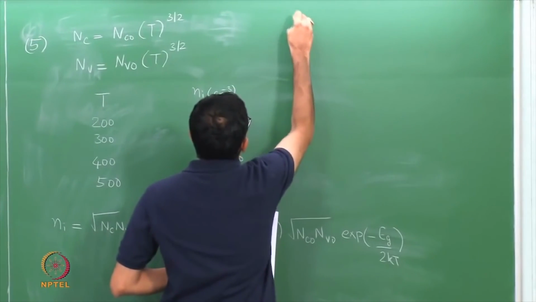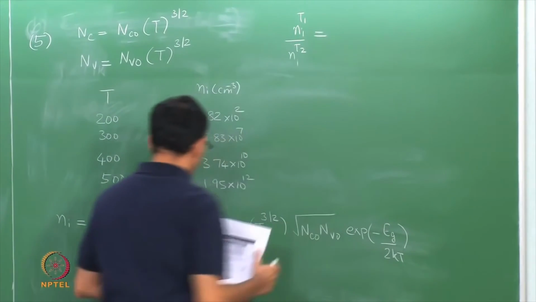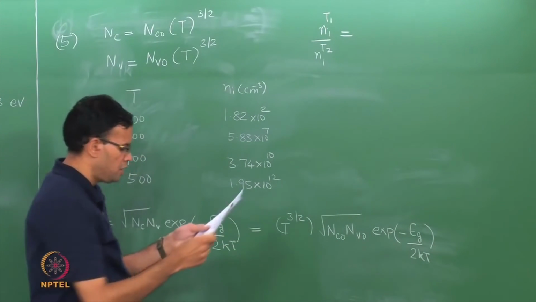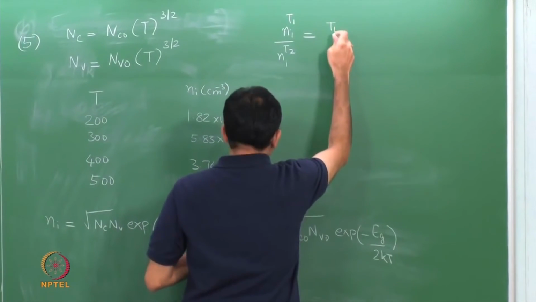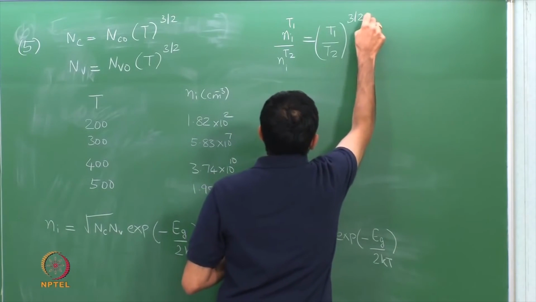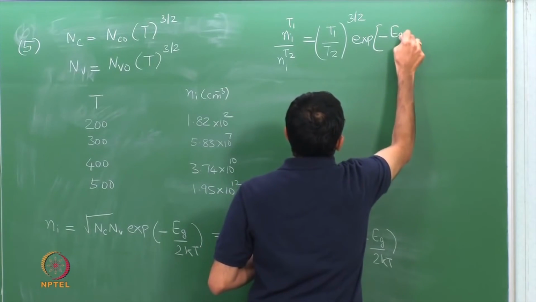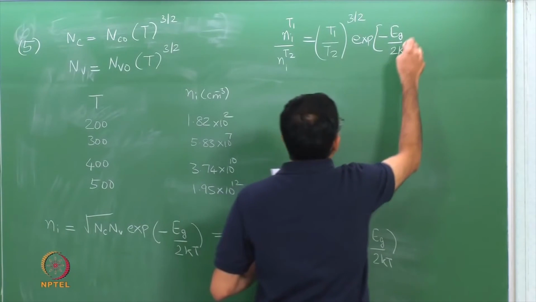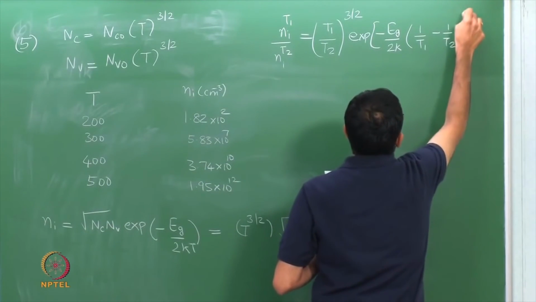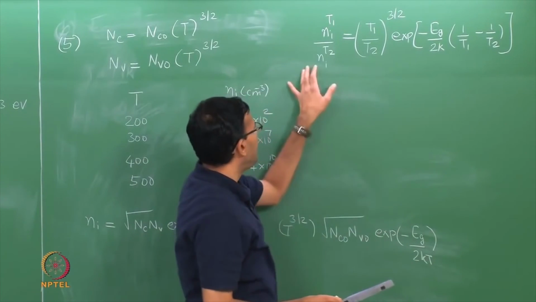So, Ni at some temperature T1, Ni at another temperature T2, it is nothing but taking this ratio which is here. This is a temperature independent term. So, this becomes T1 over T2 whole to the power 3 over 2 exponential minus Eg over 2k, 1 over T1 minus 1 over T2. So, T1 and T2 values are known, Ni values are known.